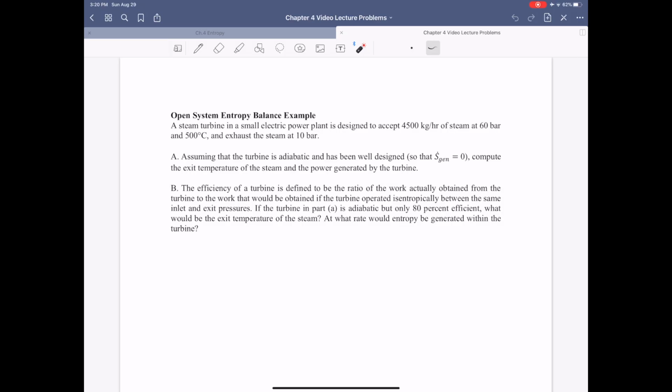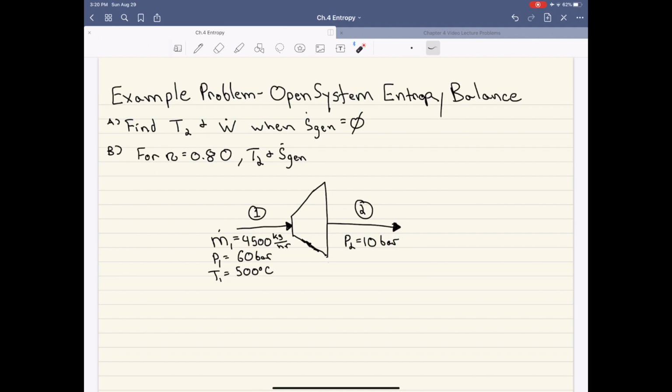For this turbine, which is both adiabatic and, in part A, well designed so that the entropy generated is equal to 0, we could describe it using the process flow diagram illustrated here, where the inlet steam has a mass flow rate of 4,500 kilograms per hour, inlet pressure of 60 bar, and inlet temperature of 500 degrees C. The outlet pressure of the steam is going to be 10 bar as well. As the steam passes through the turbine, shaft work will be extracted from it.